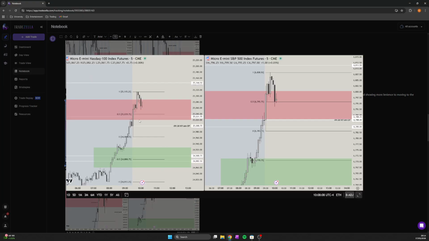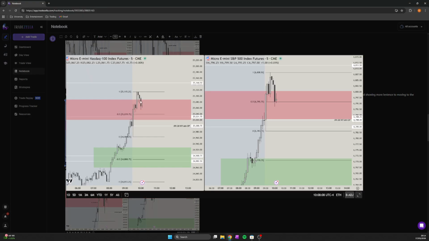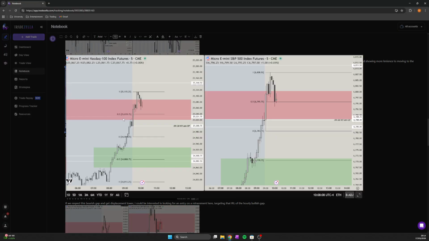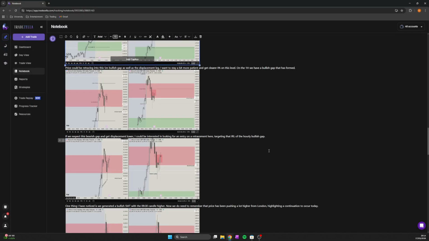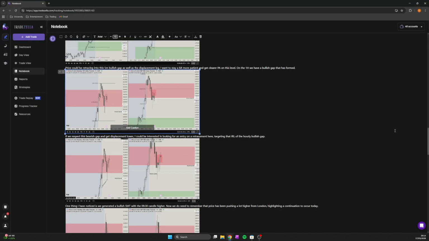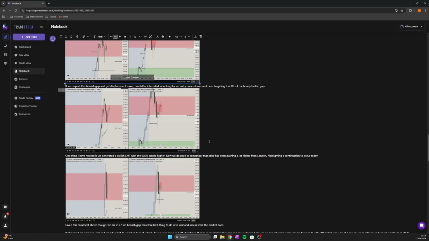Price could retrace into this 5-minute gap and then rally off higher, but I want to stay a little bit more patient than just that and get clearer price action on this level like I intend to, right? Because we are in this daily gap and it's important whether we react lower or react higher, okay? On the 1 hour, we have a bullish gap that has formed, right? This is the bullish gap, okay? Now, if we respect this bearish gap, I could be interested in looking for an entry on the retracement, targeting internal liquidity, aka that bearish gap, right?